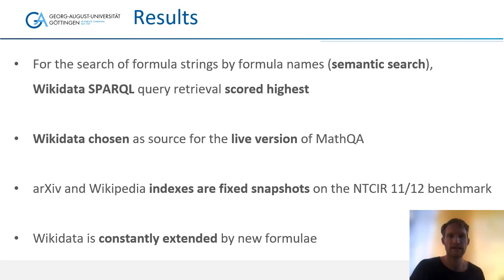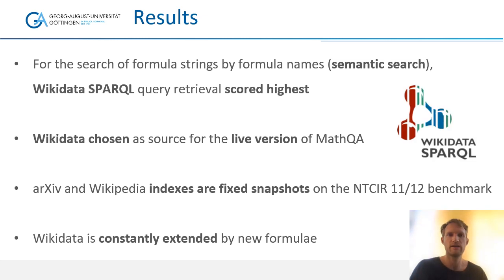Based on the results, we decided to choose Wikidata as source for the live version of MathQA, since it is intended to only display the highest ranked formula. In contrast to the other indices, which were fixed snapshots of the NTCIR-11/12 benchmark evaluation datasets, Wikidata is constantly extended. Using the best performing mode, we compared our MathQA system to a commercial knowledge base and calculation engine and search engine.